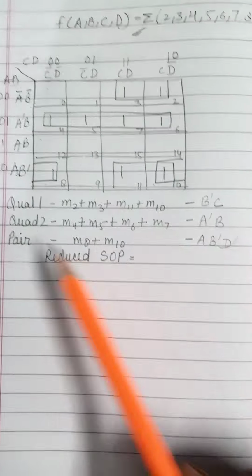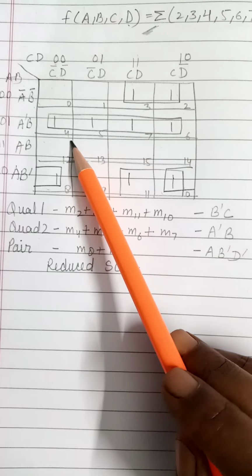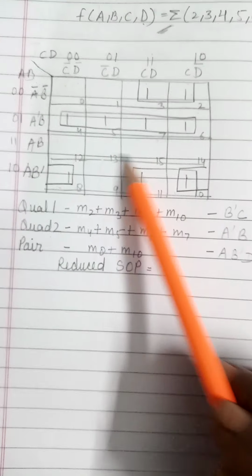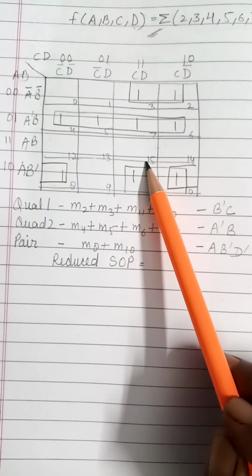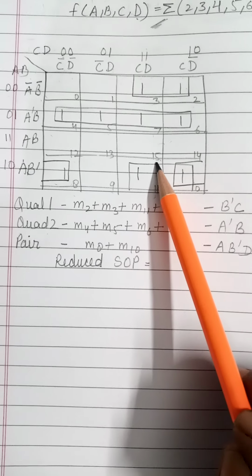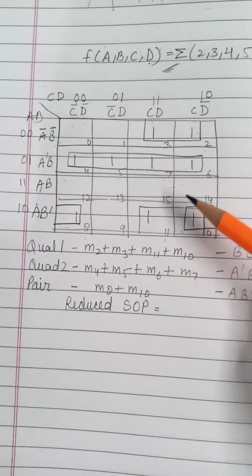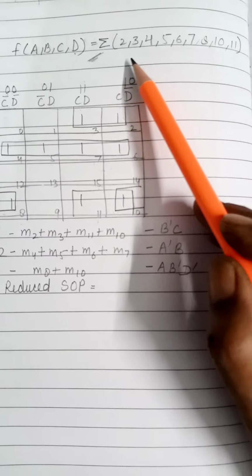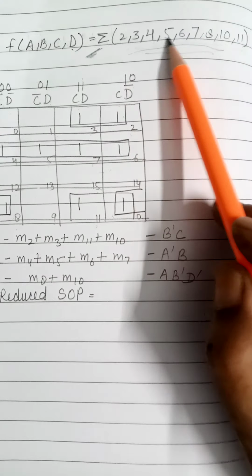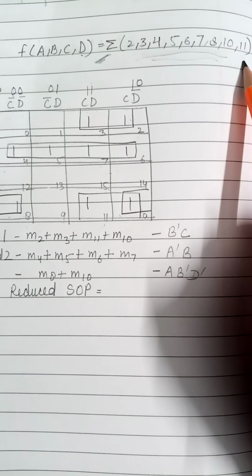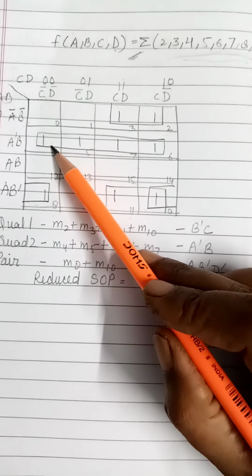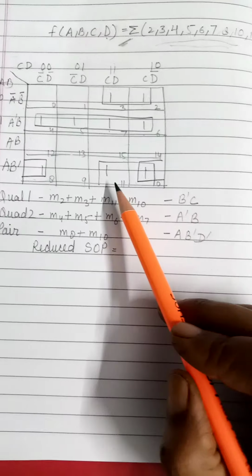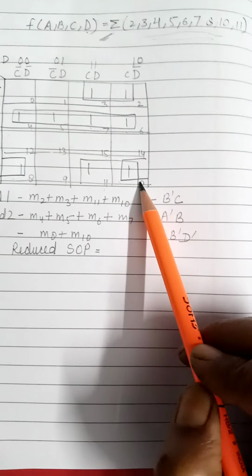Now, numbering of cells: 0, 1, 2, 3, 4, 5, 6, 7, leave this row, 8, 9, 10, 11. Now come to this, 12, 13, 14, then 15. After numbering of the squares, now we will fill the 1 for whatever terms have been given: 2, 3, 4, 5, 6, 7, 8, 10, 11. So this is number 2, write 1. 3, write 1. Then in 4, 5, 6 and 7, 1 will be there. Then 8, 10 and 11.